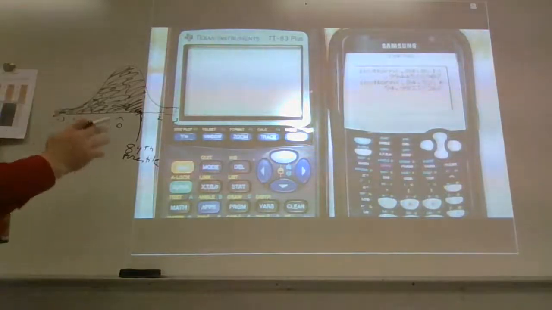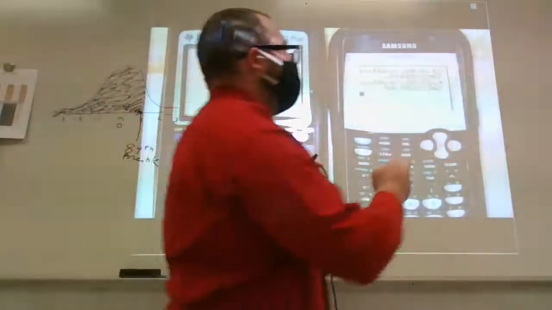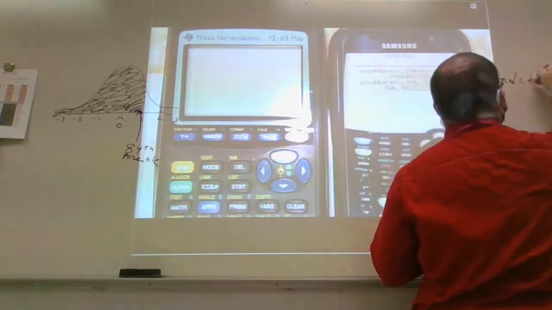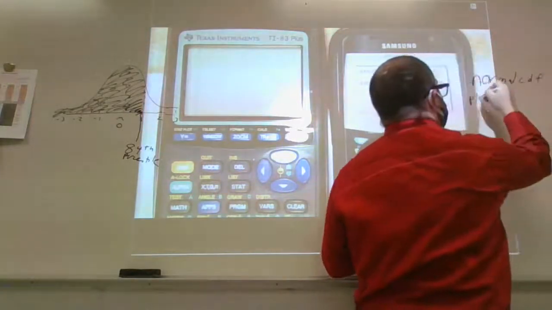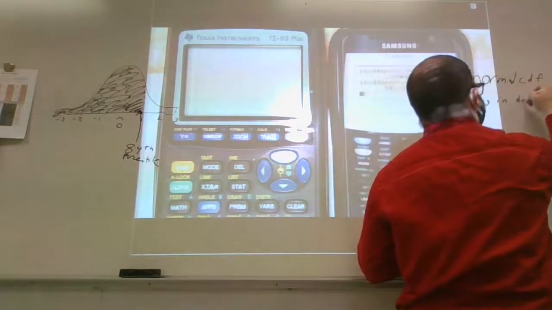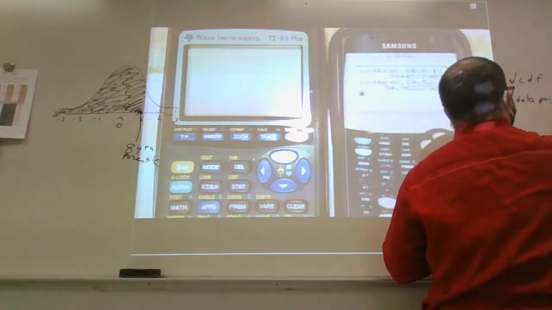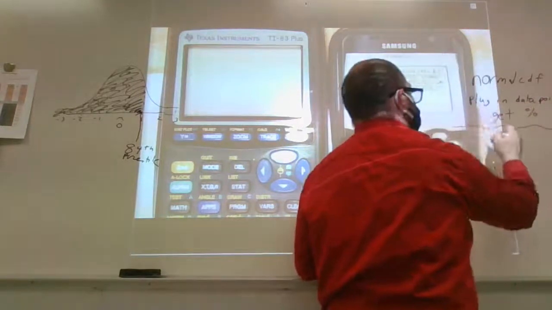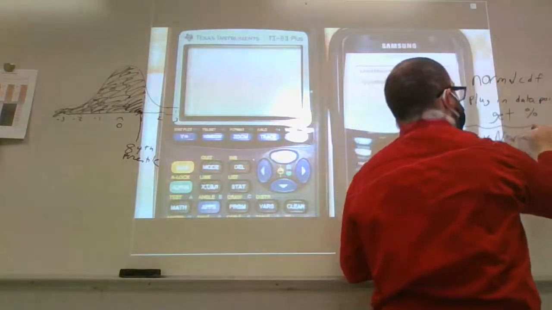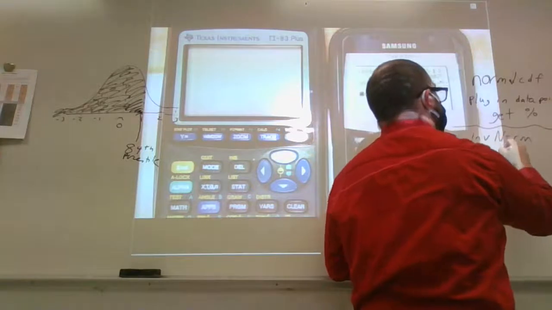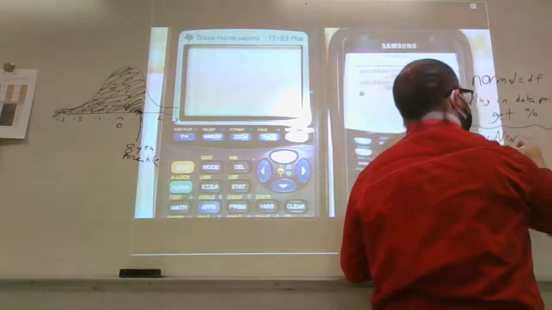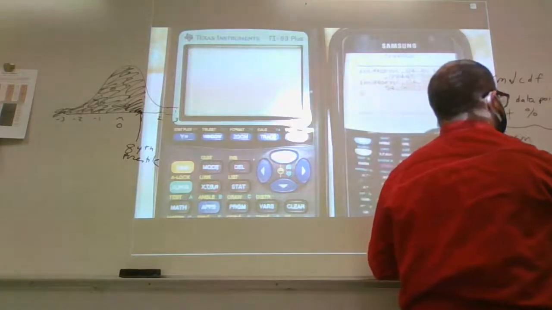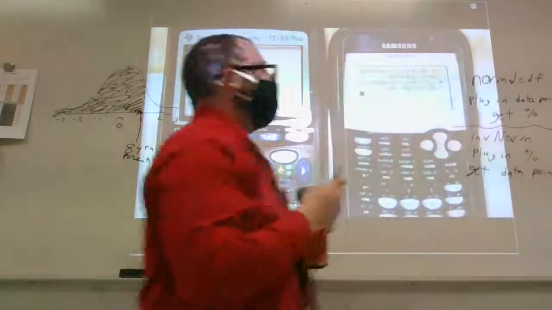But if you type in the mean and standard deviation, it'll give you the data point. So let me just leave this up here as a note. Normal CDF. Plug in data points. Get percentage. Inverse norm. Plug in percentage. Get data points. I just wanted to write that up there.